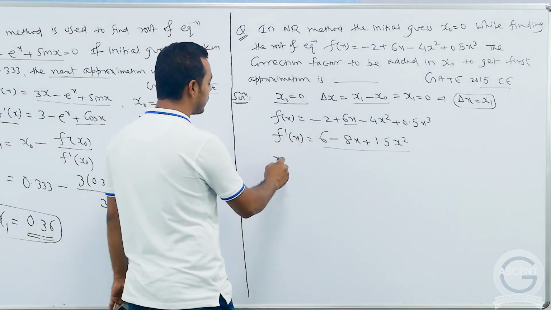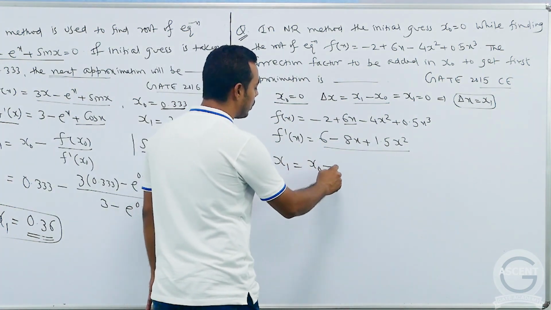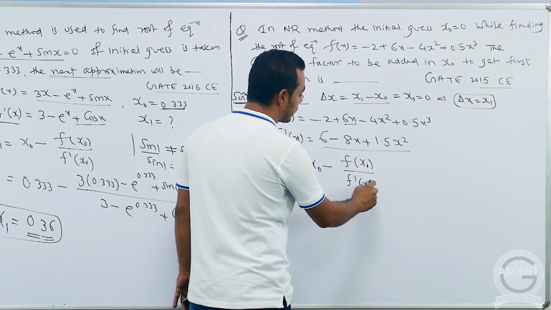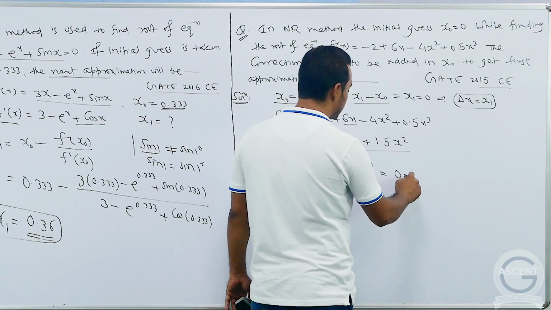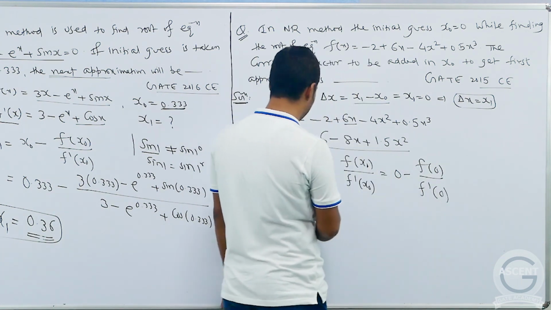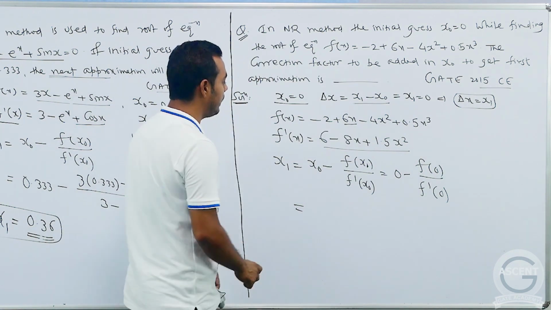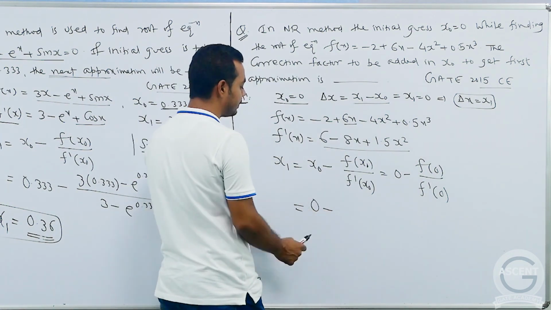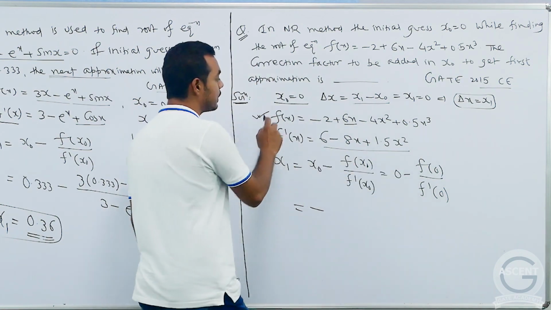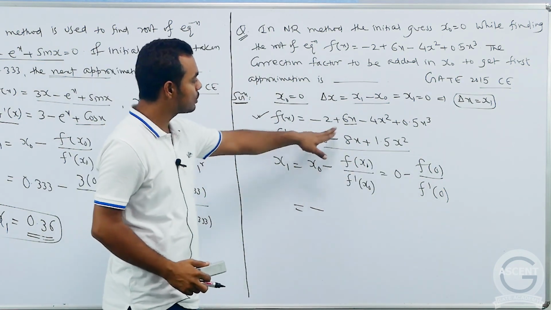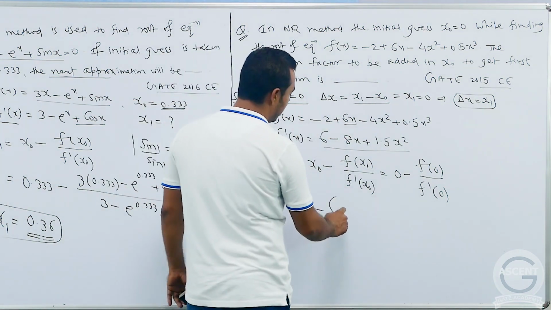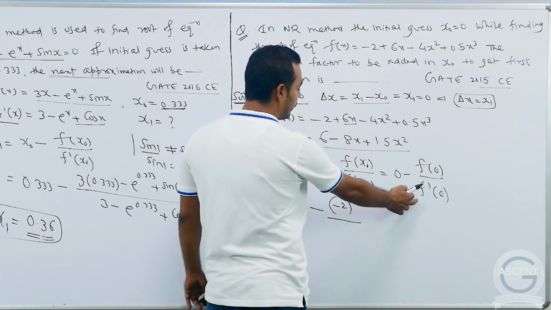So this will be the expression for f dash x. Now the formula for x1 will be x0 minus f of x0 divided by f dash x0. x0 was 0, so 0 minus f of 0 divided by f dash 0. So this will be 0 minus, or we can simply write minus f of 0. This is your expression for f of x. In place of x, if we substitute 0, then we will simply get minus 2. So this will be minus 2 divided by f dash 0.